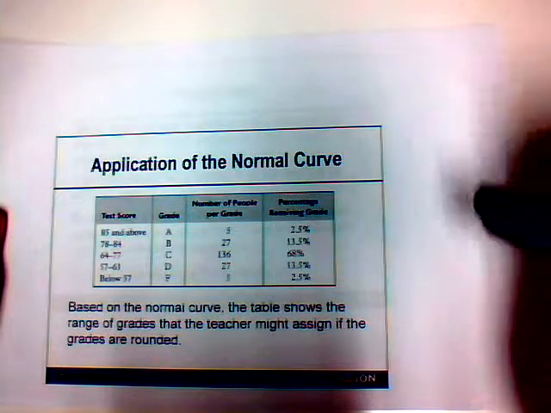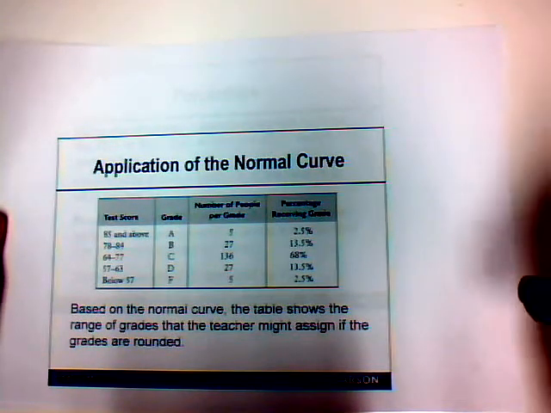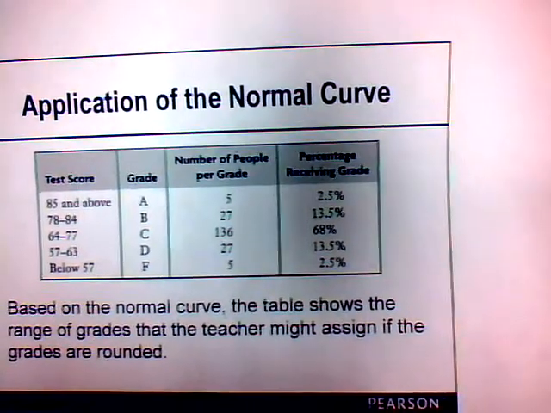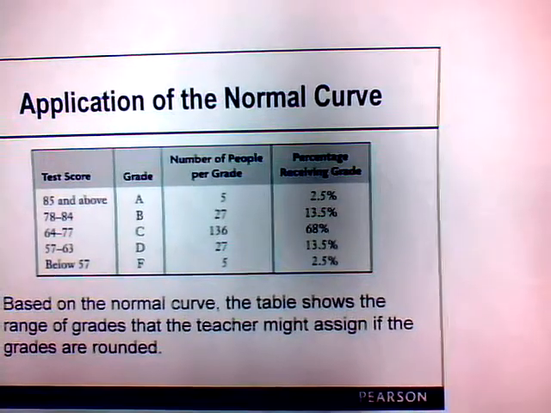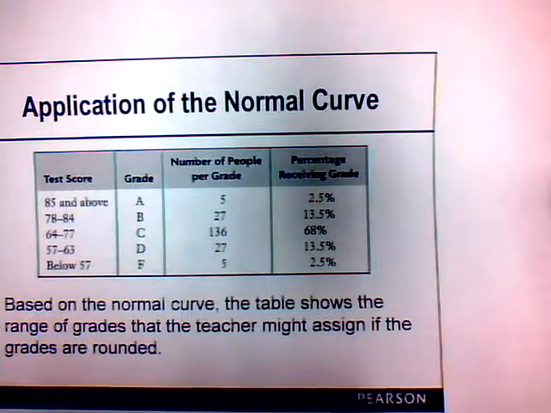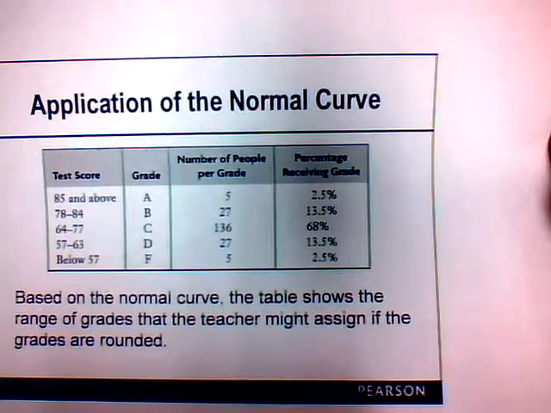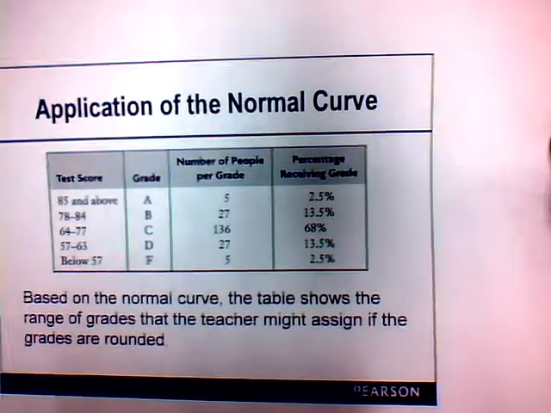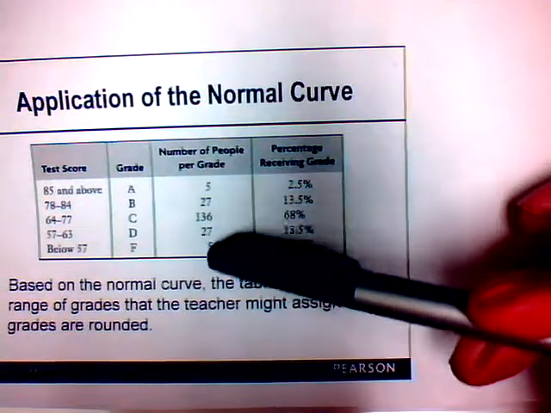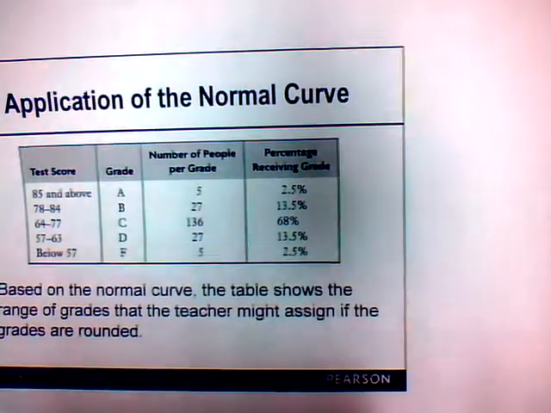Based on the normal curve, the table shows the range of grades that the teacher might assign if the grades are rounded. Here's what the test scores are. 85 or above is an A, 78 to 84 is a B, 64 to 77 is a C, 57 to 63 is a D, anything less than 57 is an F. And this is the number of people per grade, and the percentages.